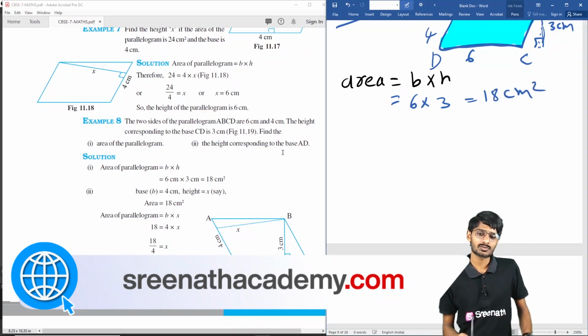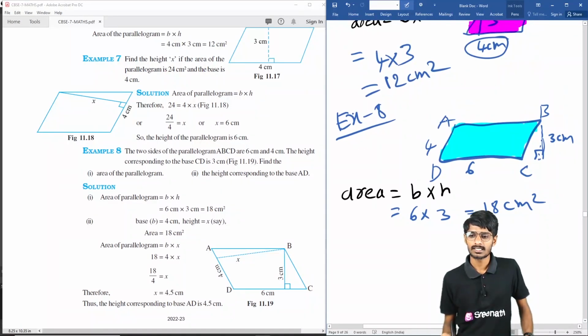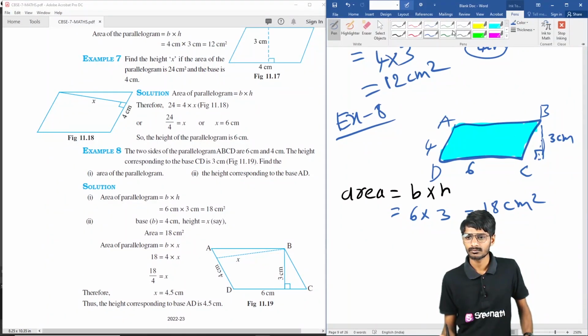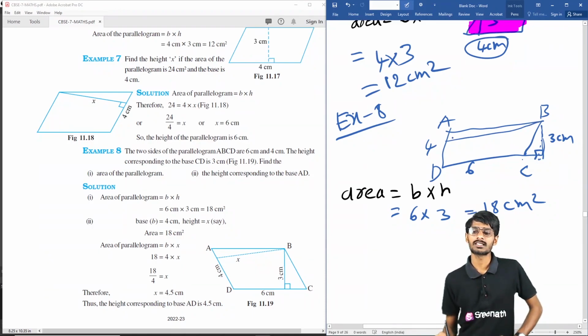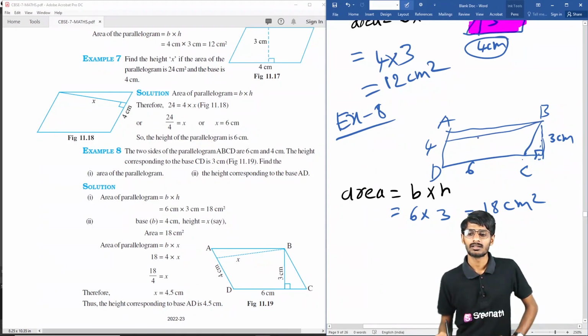That's okay. Now the height corresponding to base AD. So here, this is the side AD, and to this side we have to find out the height. If this is the base, the height is from the opposite vertex. It has to be like this. If I rub this area so that it is visible for you, this region, this height you want. This height from B, we can name it as maybe X centimeters. We have to find that.